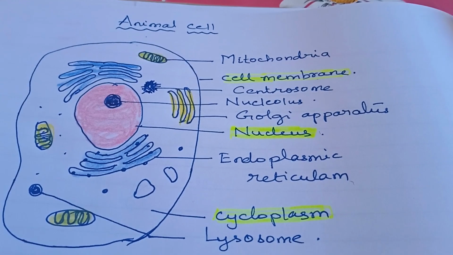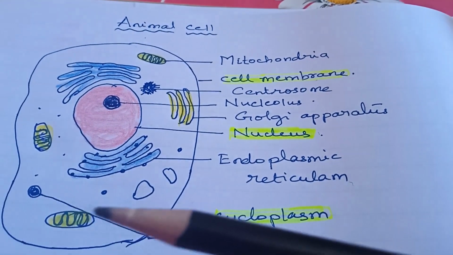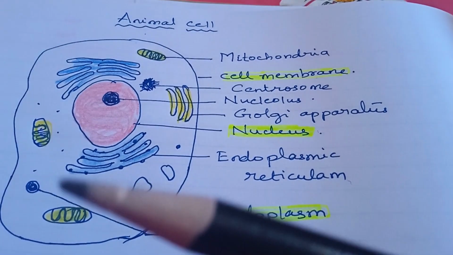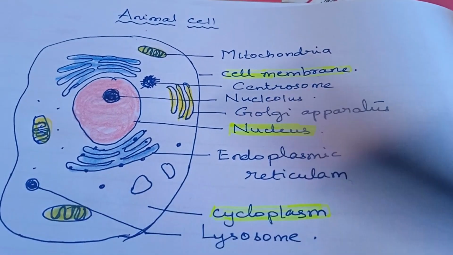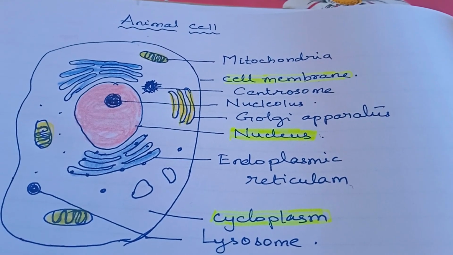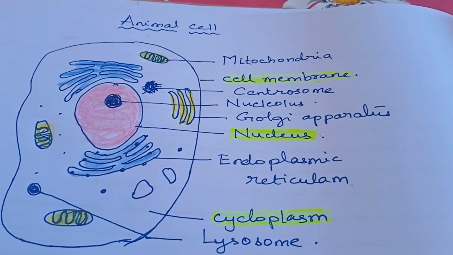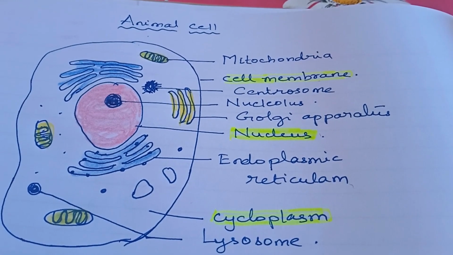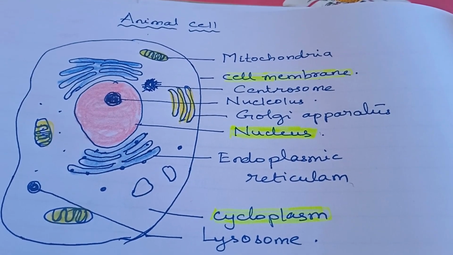And the next one is a lysosome. Next to this is mitochondria. Next to mitochondria is a lysosome. Lysosomes are called the suicide bags of the cell, as they have hydrolytic enzymes which can digest or destroy the cell itself. And next we have mitochondria.